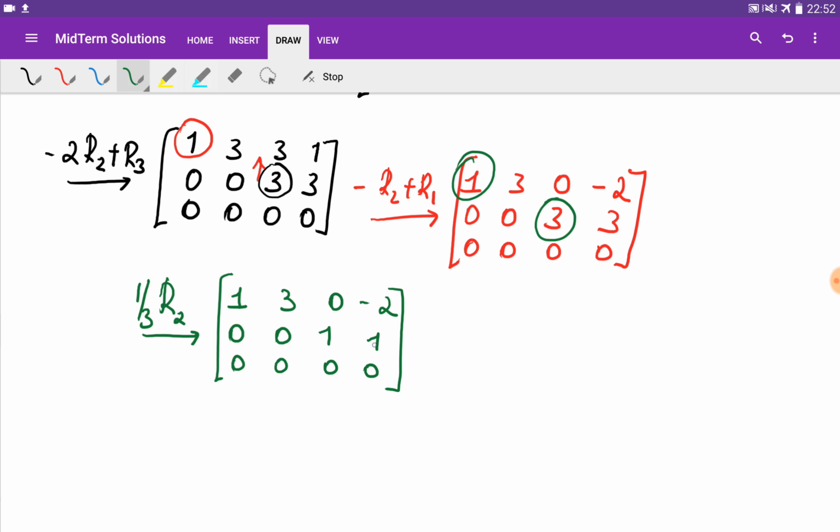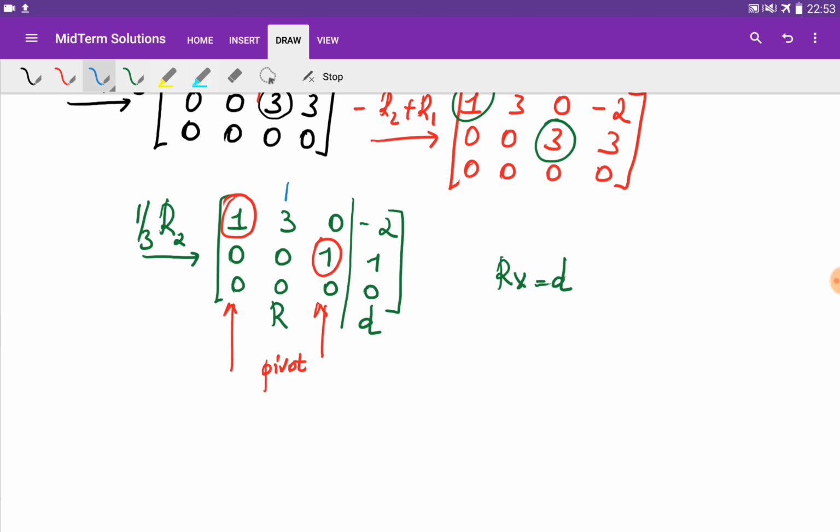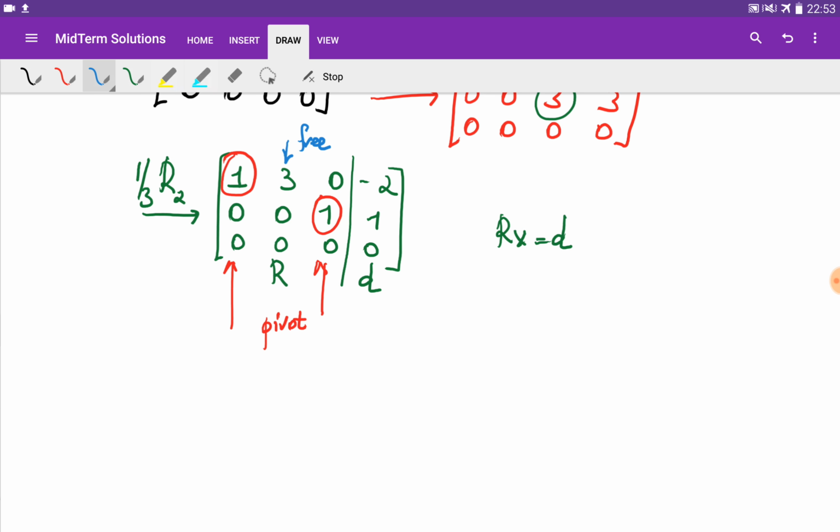So this matrix became in the form of Rx is equal to d. So I need to look at the matrix R, and I need to find the pivots. So this is going to be a pivot, and this is going to be a pivot. So the columns where there are pivots are called the pivot columns. They're going to tell us which of the columns actually are independent. And the second column is the free column because it doesn't have a pivot. So the system has infinitely many solutions.